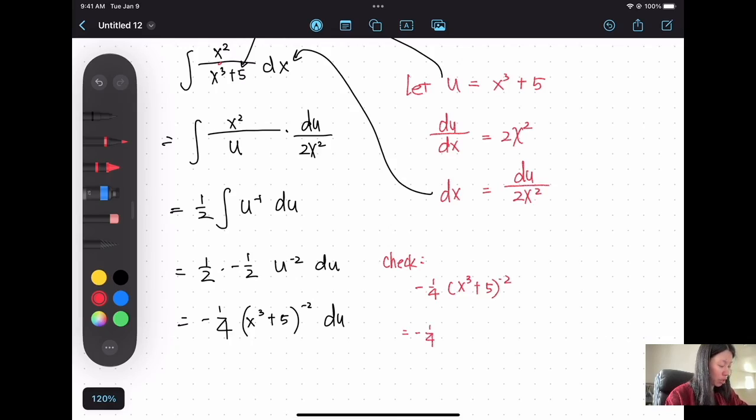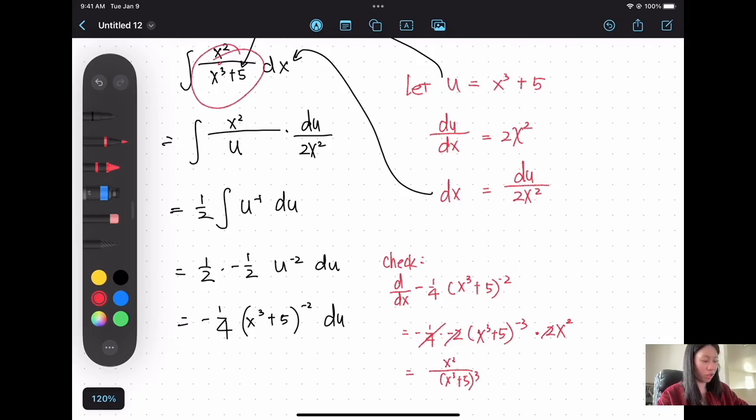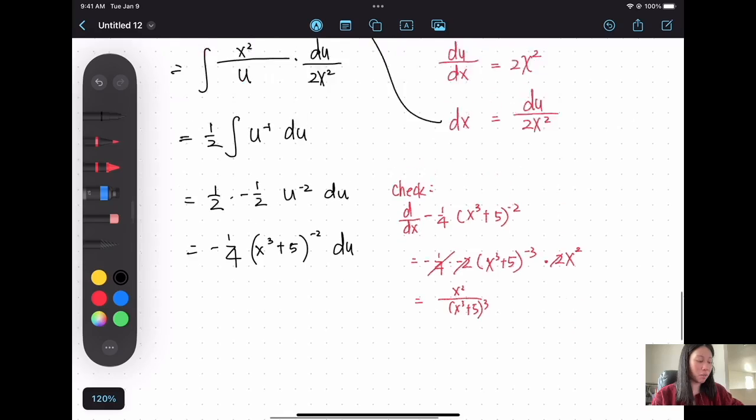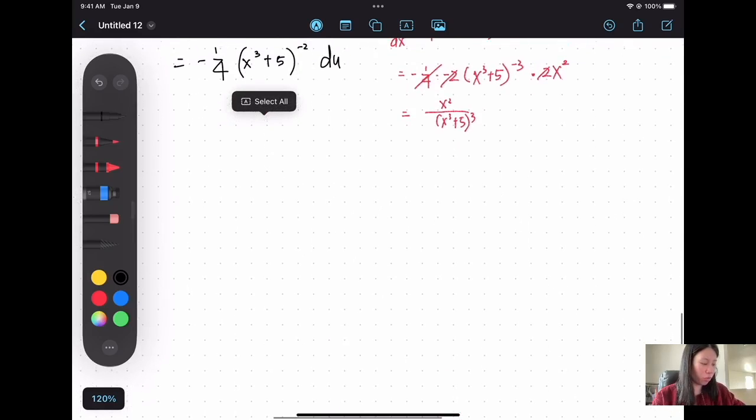When I get the derivative of this function, I apply the chain rule, which is I pull the power in front, and then subtract 1 from the power, and then times the derivative of whatever is inside the parentheses, which is 3x squared. Now simplify it. All the 1/2s cancel out, so I end up with x squared over x cubed plus 5 to the cubic function, which is the same as our original function. Okay, so let's compare this one to this one.